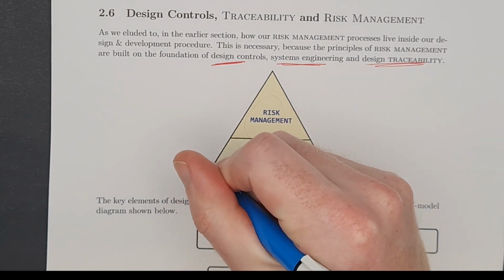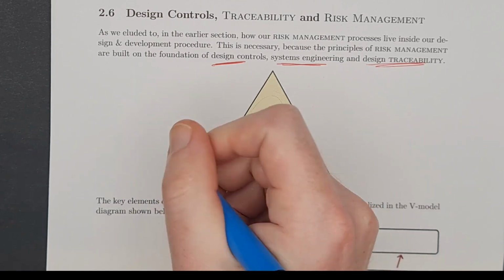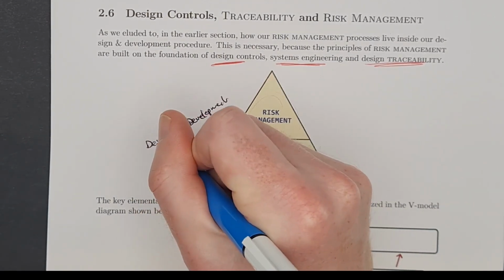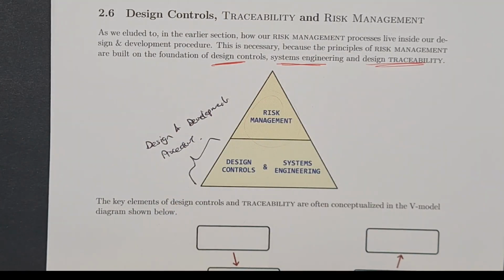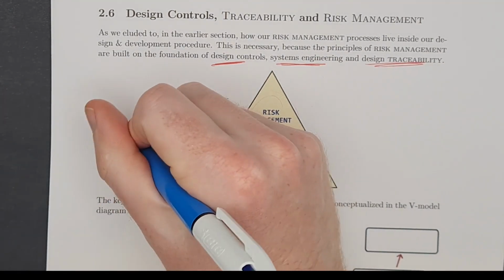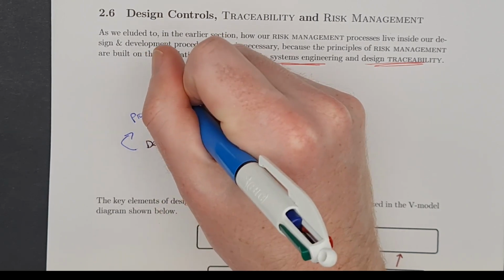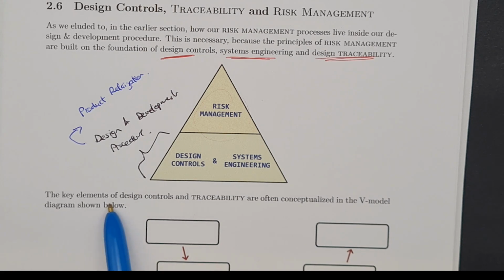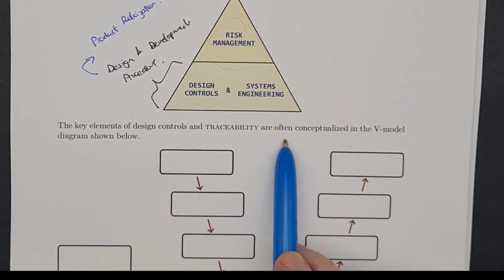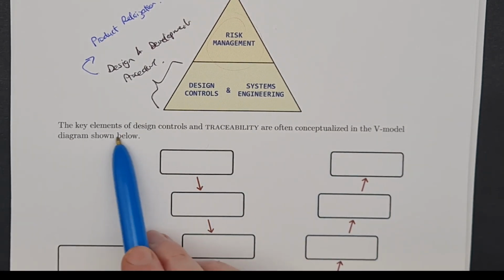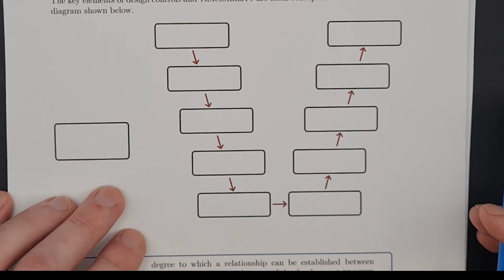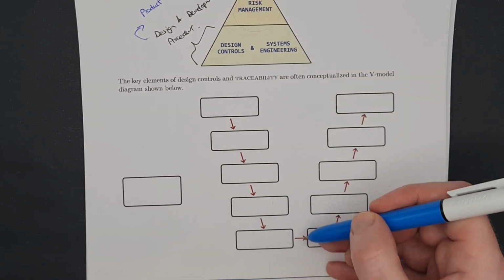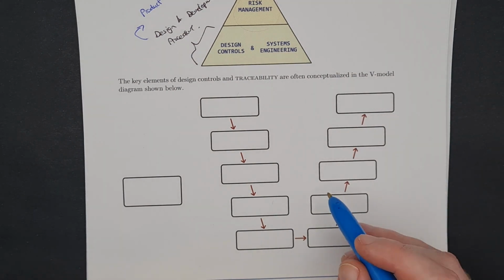As a company, how we implement design controls and systems engineering, we should clarify in our design and development procedure. The other thing to be aware of is that in ISO 13485 this often gets called product realization, but generally it's more so just considered design and development. The key elements of design controls and traceability are often conceptualized in the V model diagram below. This gives you an overview of design and development, how you're meant to conduct it.